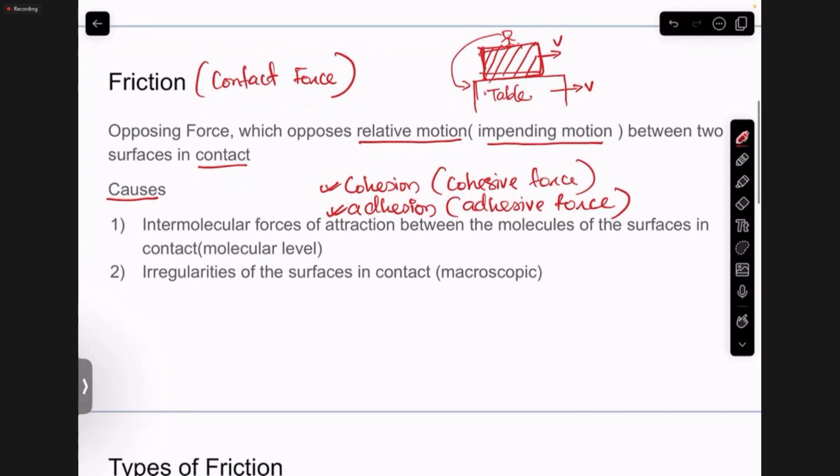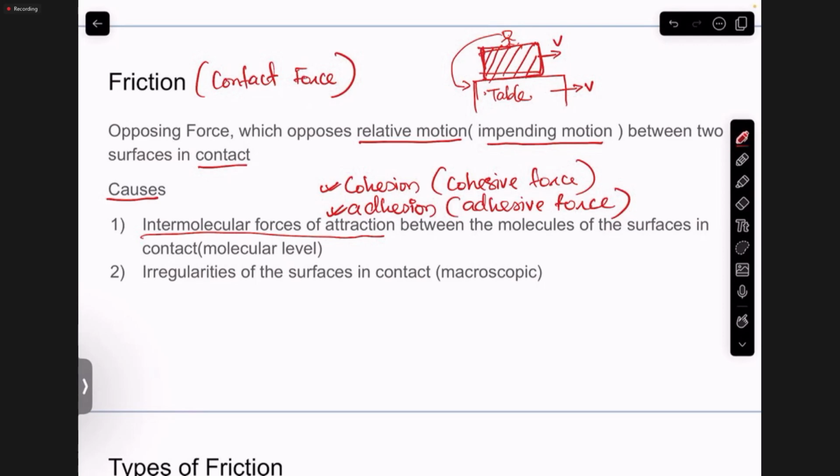So these are the forces that we are discussing here as intermolecular forces of attraction. That is at the molecular level, right? Whenever I'm talking about adhesive and cohesive forces, it's this intermolecular force of attraction that is happening at the molecular level.